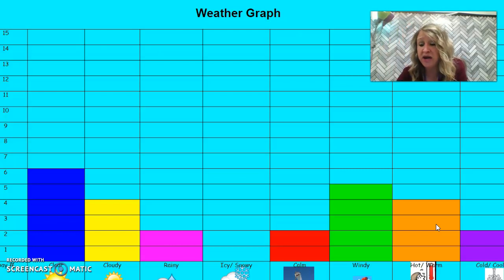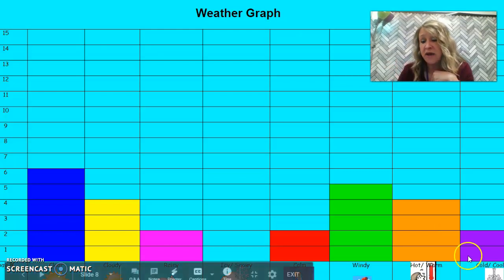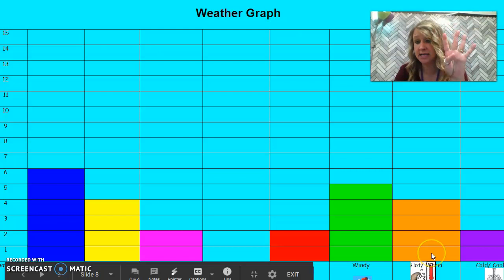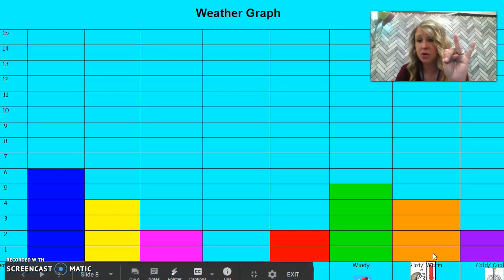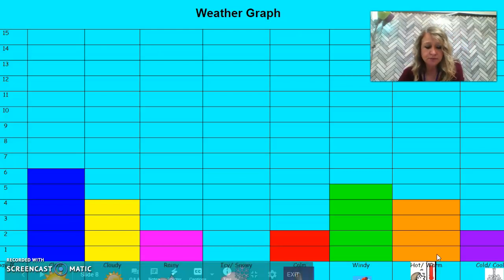Another way we could find that is to compare, which is to find the difference. When we find the difference, we subtract. So if we have 4 hot days and 2 cold days, we're going to take away 2. And how many more hot days do we have? 2. That is correct.